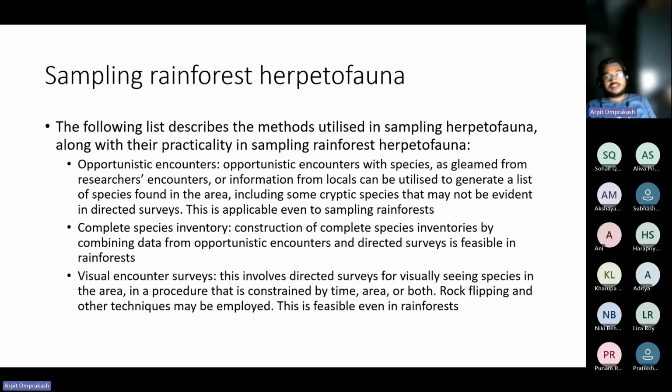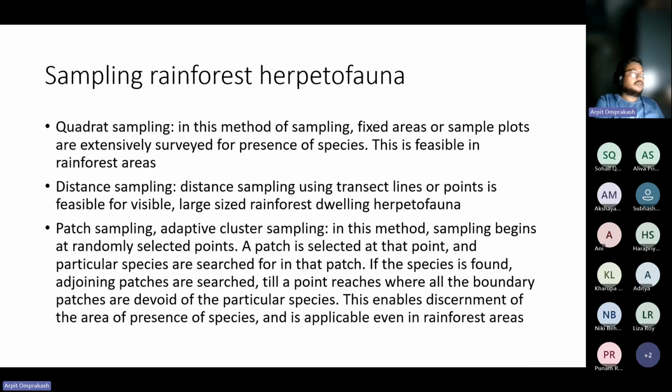Visual encounter surveys are where you're going around and looking for animals. For frogs or something, you might go into an area; for lizards, let's say you know that they are found under rocks. So in that given area, for a constrained amount of time, let's say 1 hour, you just go around, flip rocks and see if there's a lizard below the rock. So that is a visual encounter survey.